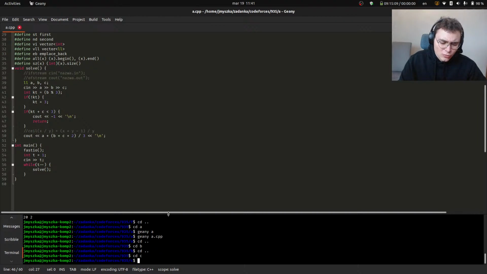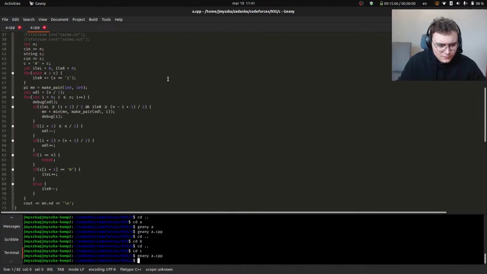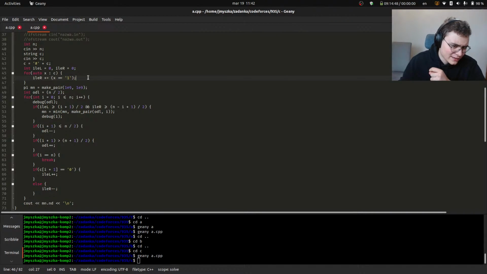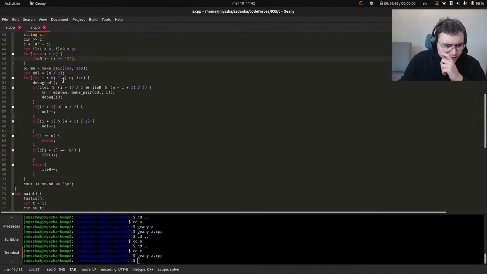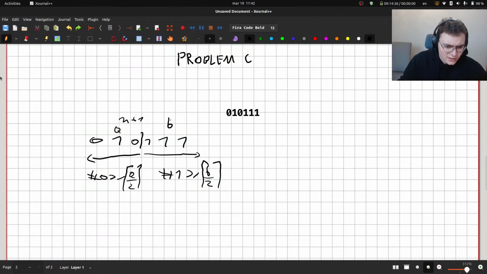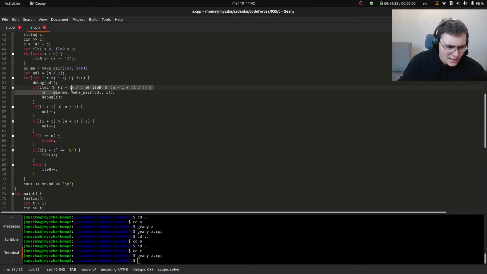Or maybe not. Or maybe someone wants it, I don't know. So I'm keeping how many zeros are to the left and how many ones to the right. And I am saying that at the start all the ones are to the right in the string. And I'm keeping the distance from the middle. I'm checking if this is true, right? This is what I wrote here. But this is our A, and this is our B. This is our B, and this is our A.